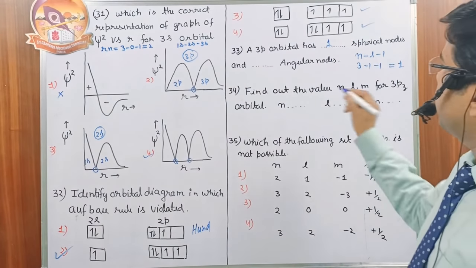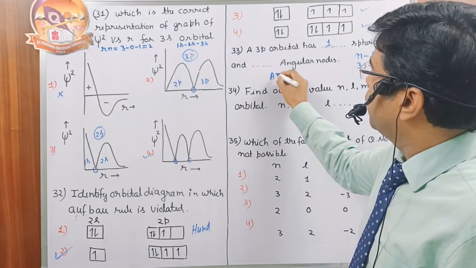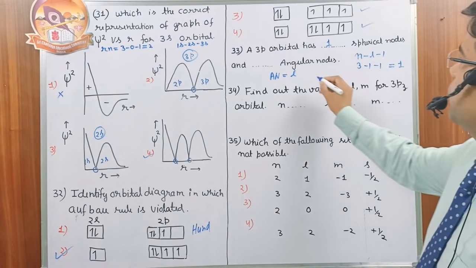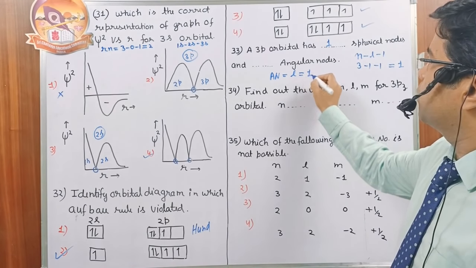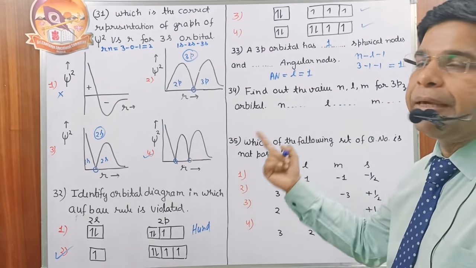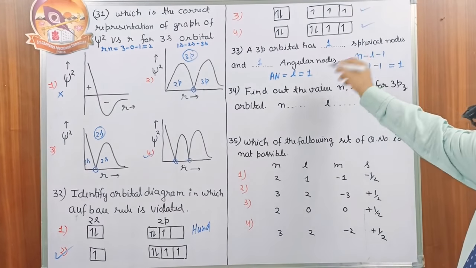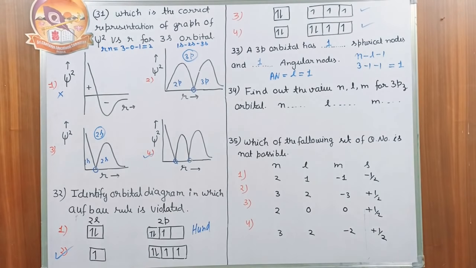And how many angular nodes? Angular node is always equal to the l. And what is the value of l? Value of l is always 1 for the p subshell. So angular node is also 1. So the answer is one spherical node and one angular node.